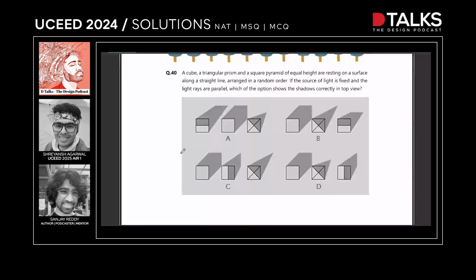Light and shadow. A cube, a triangular prism, and a square pyramid of equal heights are resting on a surface along a straight line, arranged in a random order. If the source of light is fixed and the light rays are parallel, which of the options shows the shadows correctly in top view? Equal height. So this is the more important part. All three are the same height. Okay, now they're the same height.